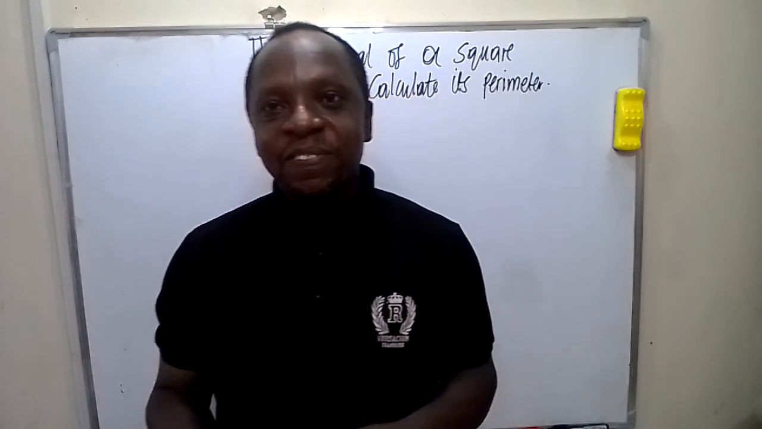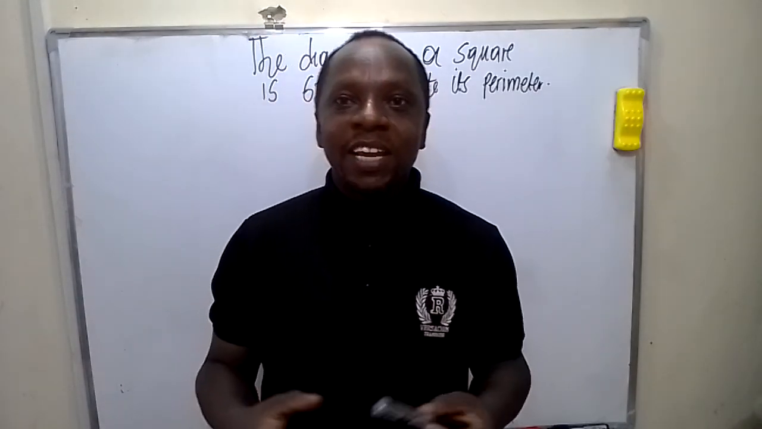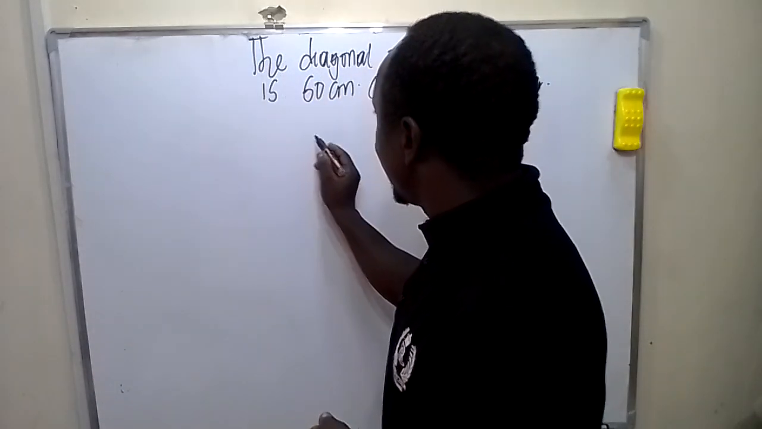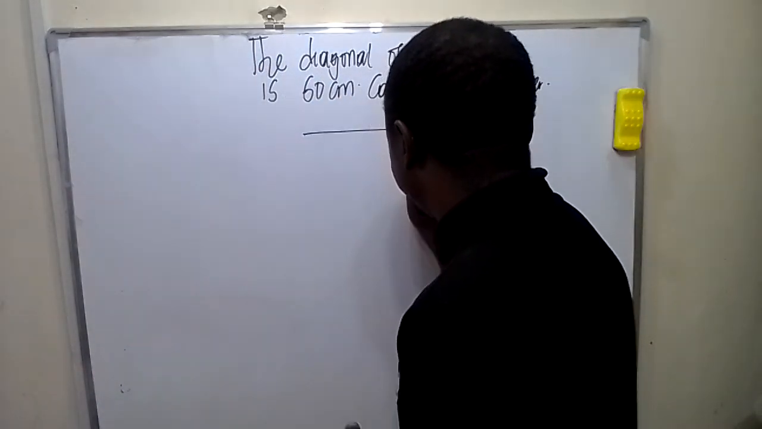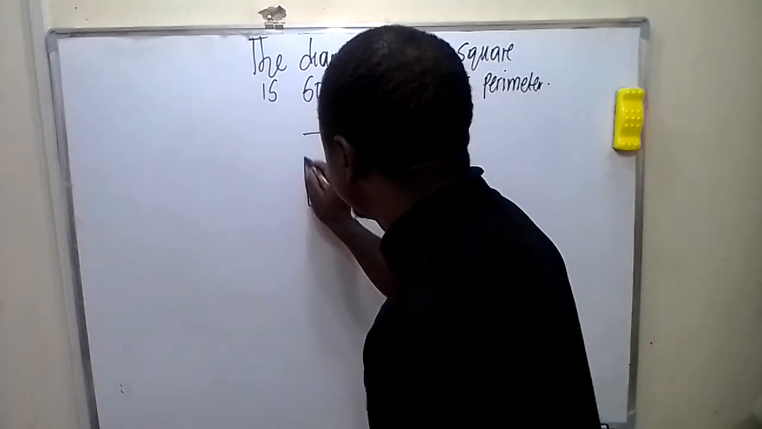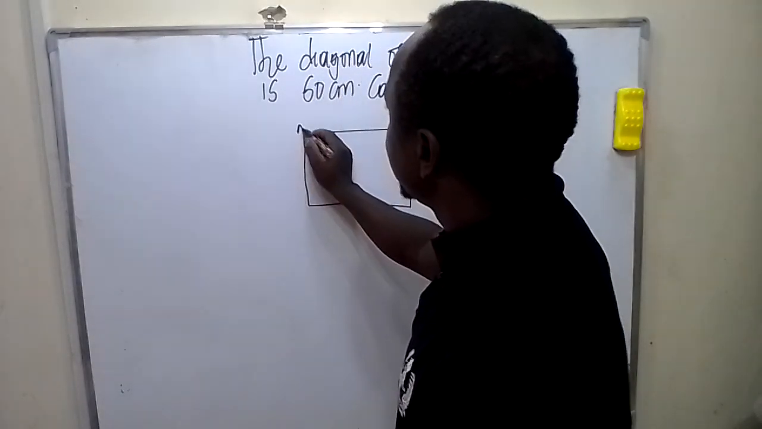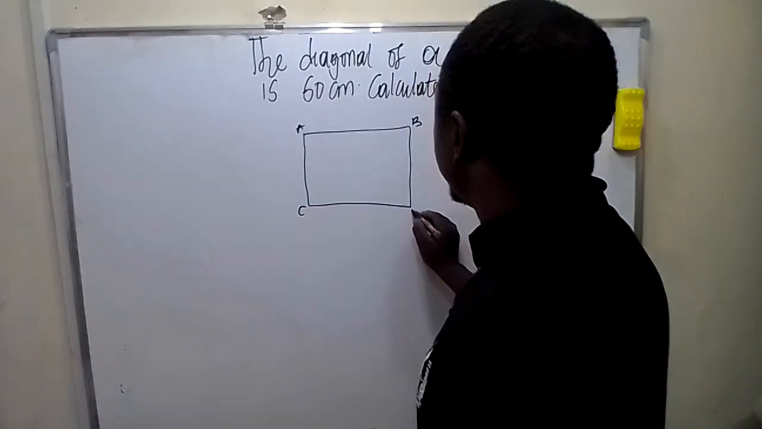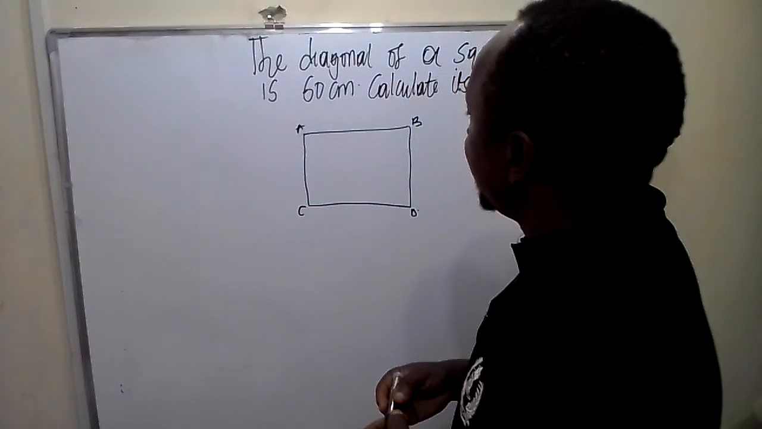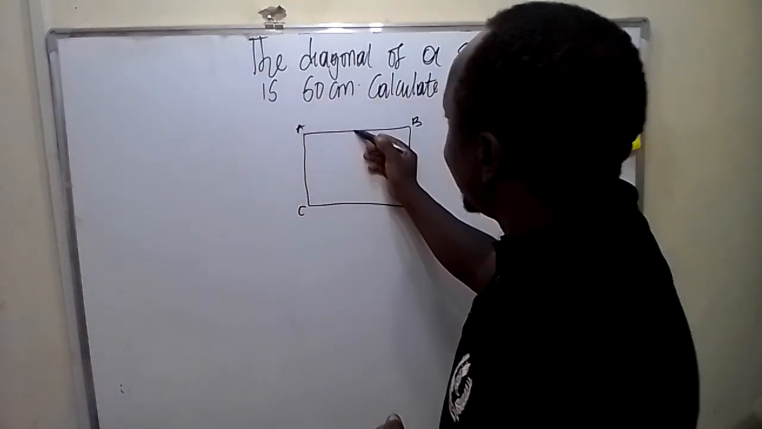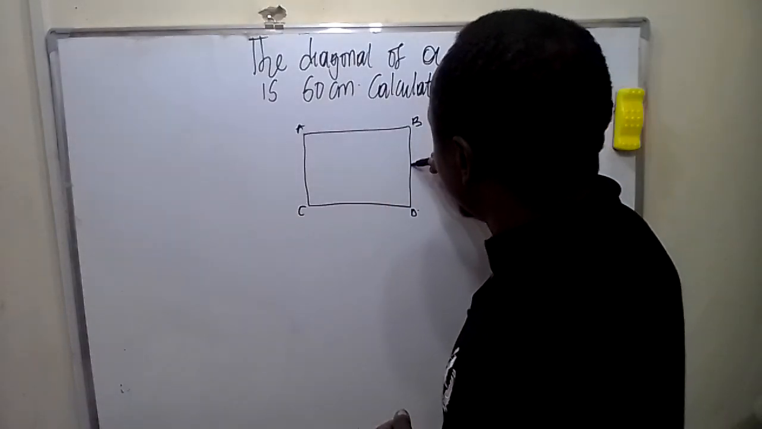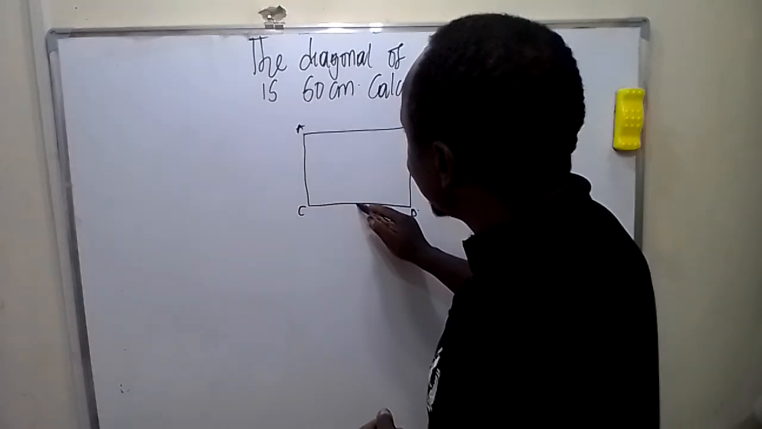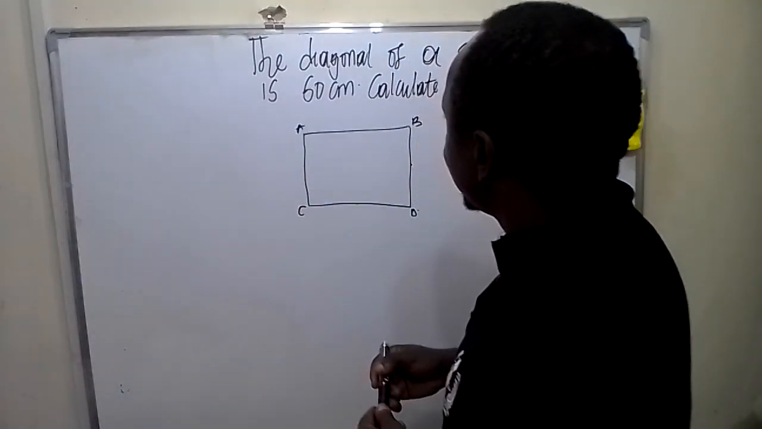First, what is a square? A square is simply a quadrilateral with four equal sides. Assuming our square is something like this. Let's call this point A, this point B, this point C, and this point D. From our definition, it implies this side is equal to this side. This side is equal to this side. This side is equal to this side.